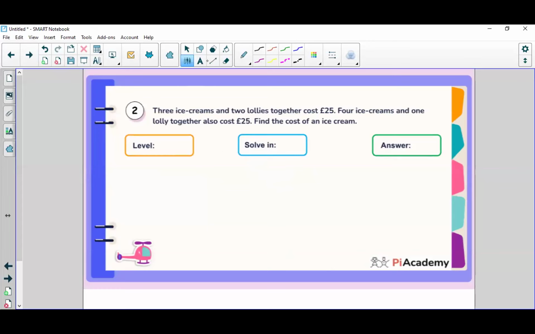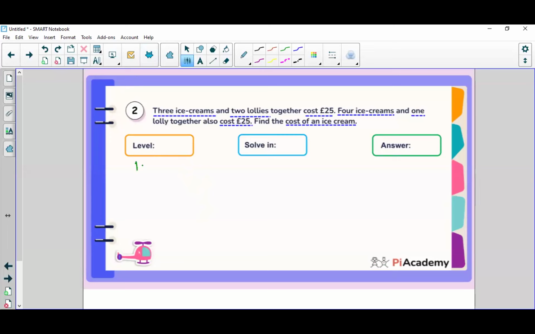Okay, 3 ice creams and 2 lollies together cost 25 pounds. And 4 ice creams and 1 lolly together also cost 25 pounds. So what you have to do, find the cost of an ice cream. So this is now the kind of simultaneous equation question. So what you can do here, we can suppose the cost for 1 ice cream and the cost for 1 lolly. So how to do these types of question now?